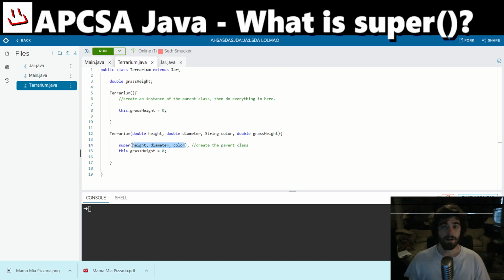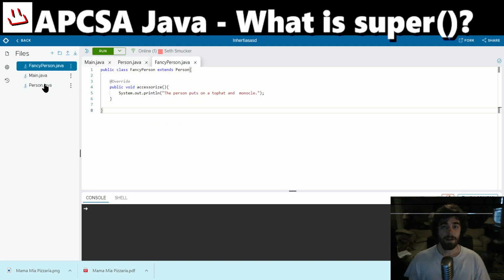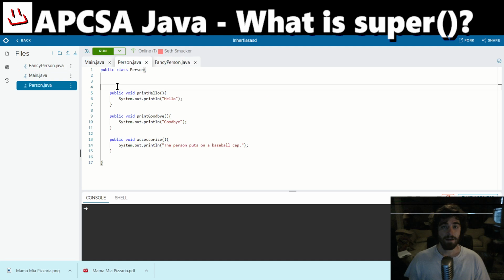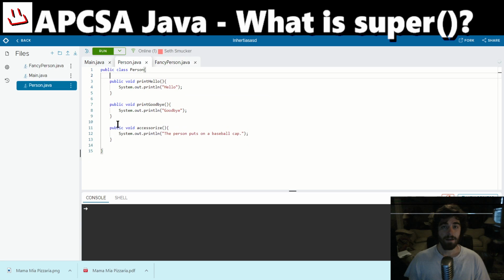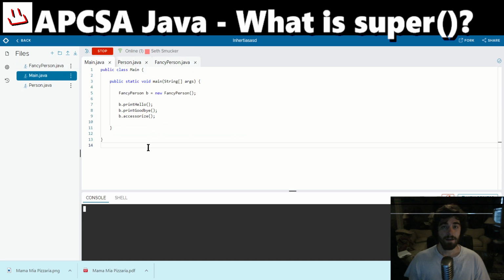So the second way that you can do it is like we did in person and fancy person, right? So you can see that in fancy person, we inherited all of the functions from person, except we replaced accessorize. We said we're going to override this function, right? And we changed accessorize, right? So when I run this, it overrode it, right? We made a fancy person.